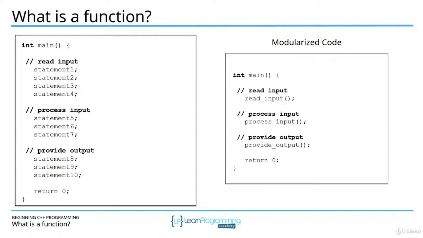There's a field in computer science called software engineering. Software engineering is all about designing your solutions and writing your code in a way that can be easily understood, debugged, and extended. One of the fundamental principles in software engineering is abstraction. Abstraction is exactly what functions help us achieve.